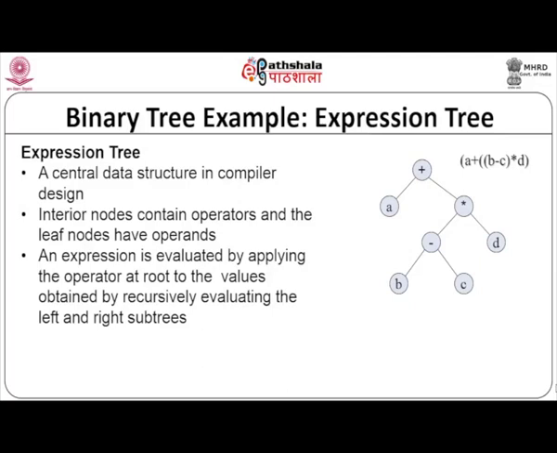Now, let us look at this. You have b and c. Remember, if I want to evaluate the star, its children should have been evaluated. If I want to evaluate plus, its children should have been evaluated. So, obviously, in this expression tree b minus c will first be evaluated, and you will get a value. That value and d are multiplied, and the value you get as a result of that is added to a. So, this is the way the evaluation happens.